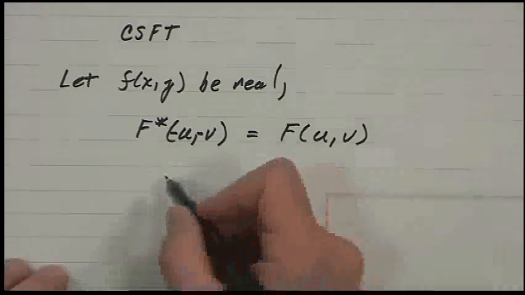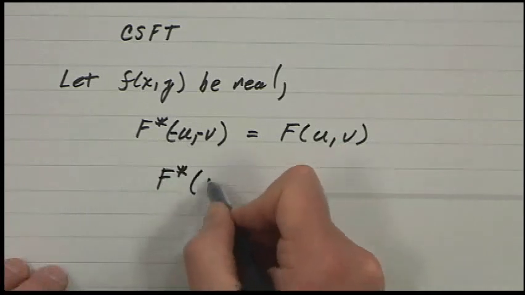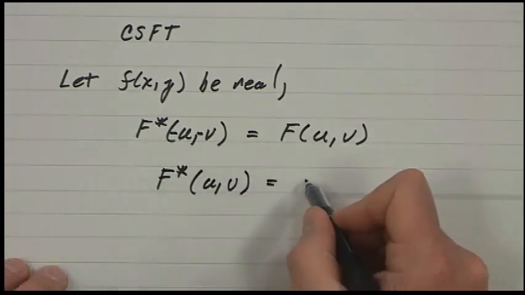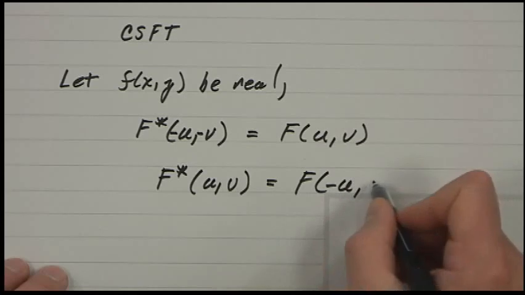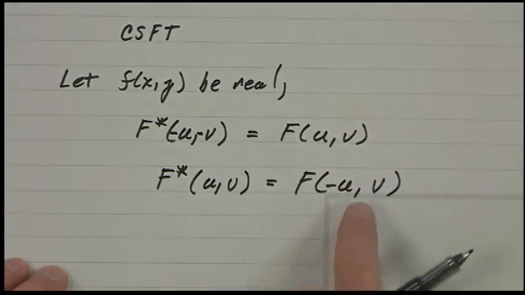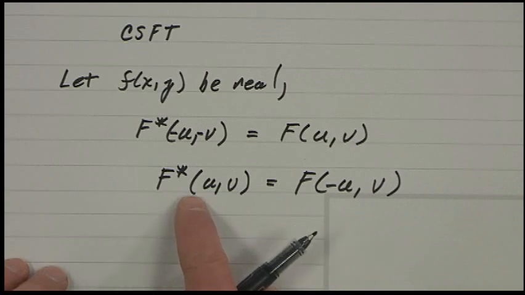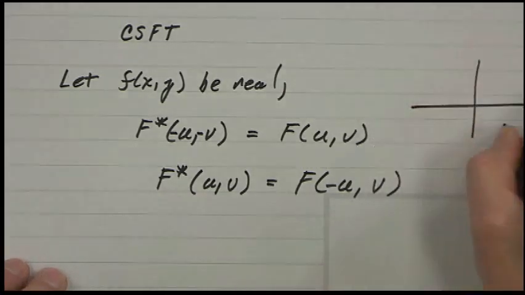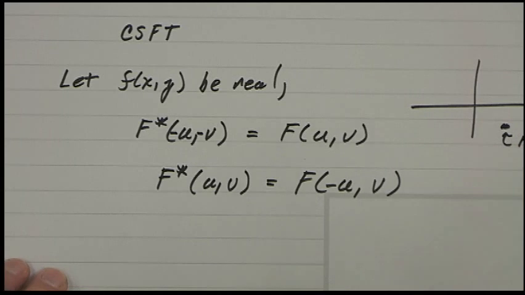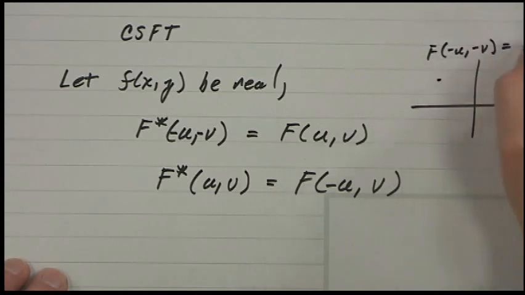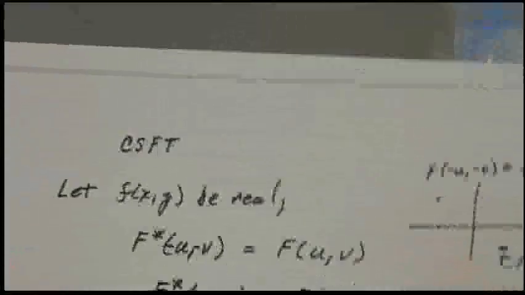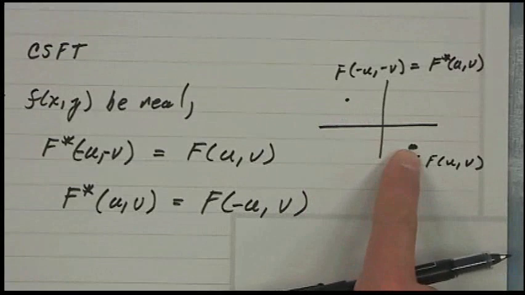So that's equivalent to saying that f star of u v is equal to f of minus u, minus v. How do I explain this? If I take this point right here, and that's f of u v, then this point here, which is f of minus u, minus v, is going to be equal to f star of u v. So that point there is the conjugate of that point there.